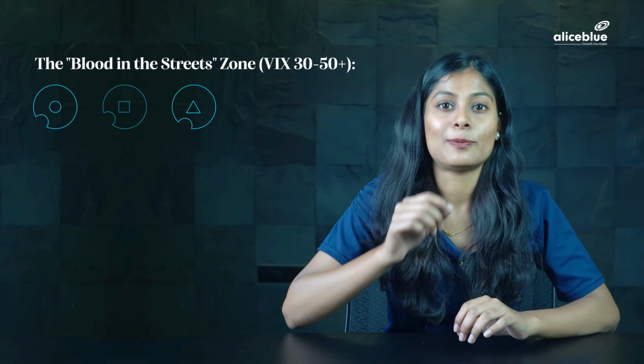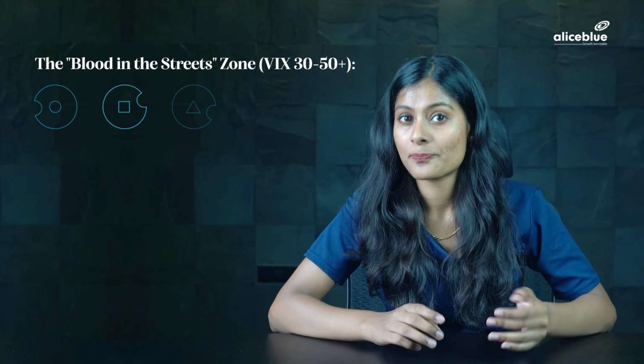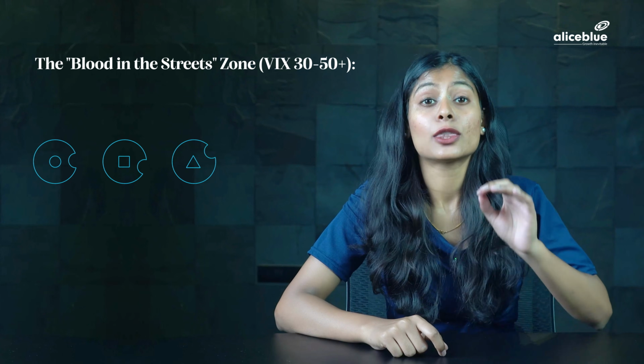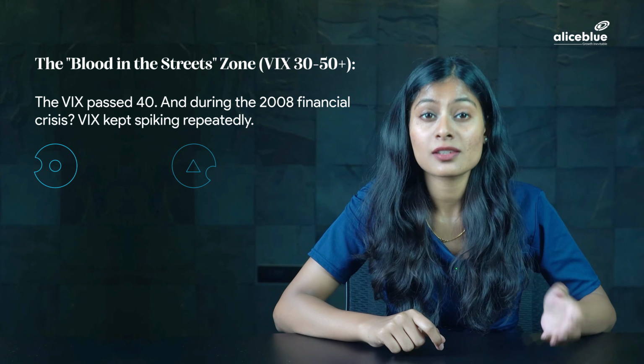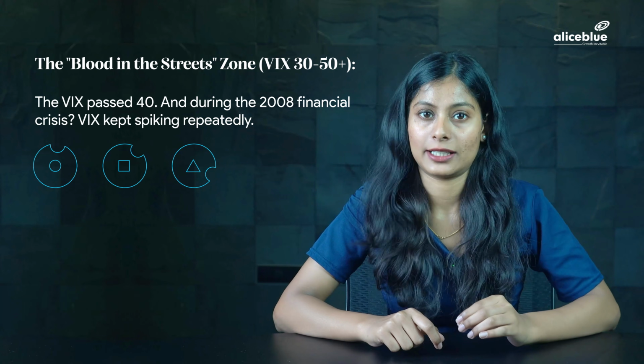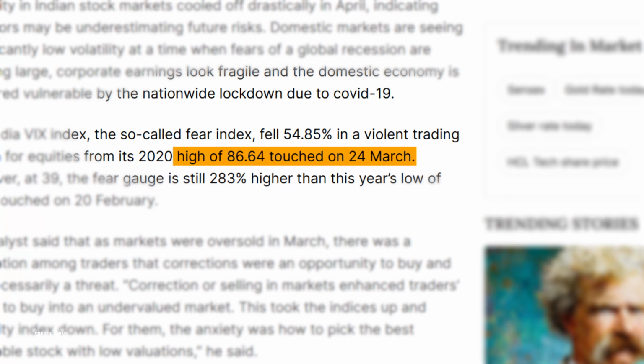Lastly, we have the blood in the street zone, VIX between 30 to 50 or 50 plus. This is the fear zone. Remember the Russia-Ukraine conflict? The VIX passed 40, and then during the 2008 financial crisis, VIX kept spiking repeatedly. There's also an extinction level event which only happened once in India during March 2020. At that time, the India VIX had hit a record-breaking 86.64. At this point, most people were convinced that the world was ending.